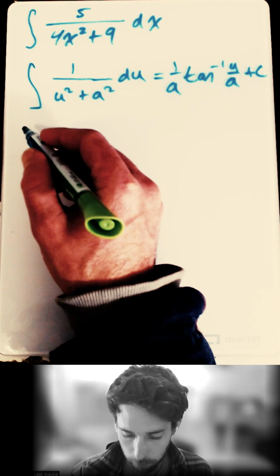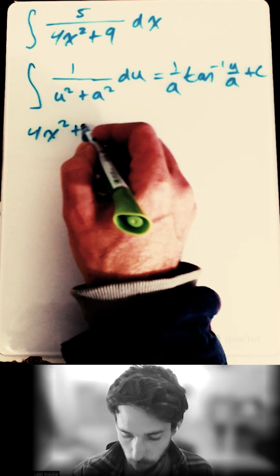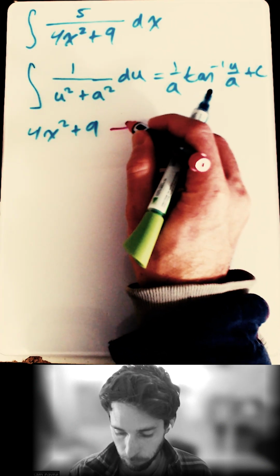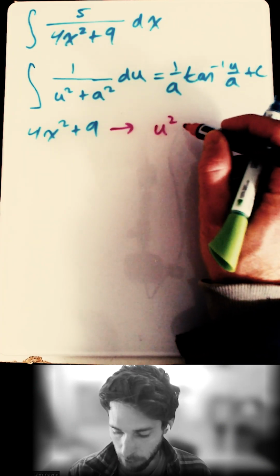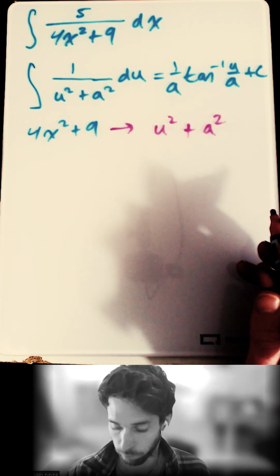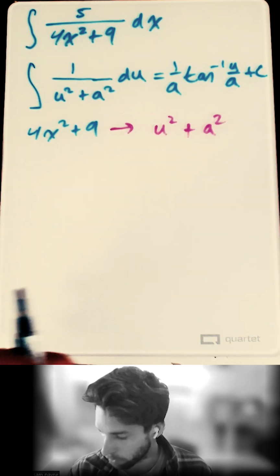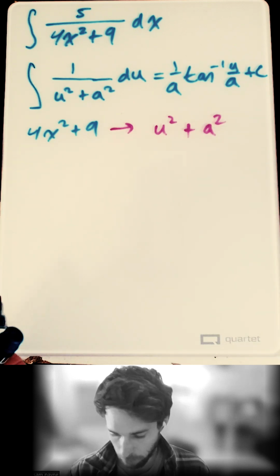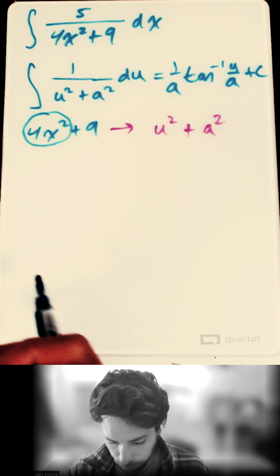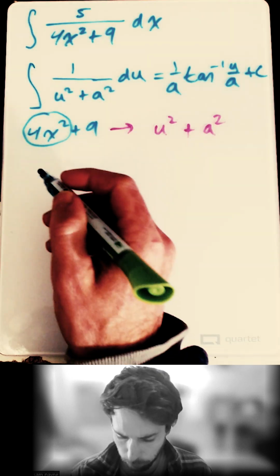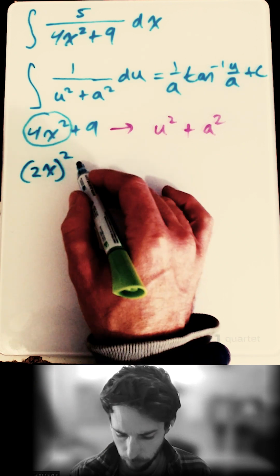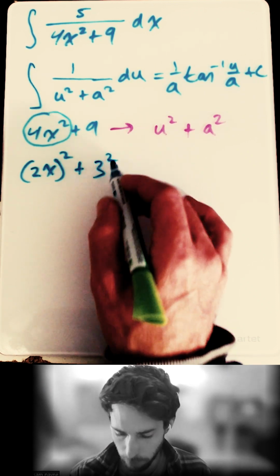So how can we make 4x squared plus 9, how can we dress it up so that it behaves like u squared plus a squared when we integrate it? And this is the stumbling block that often trips students up. So 4x squared can easily be rewritten as 2x quantity squared, and 9 can easily be written as 3 squared.